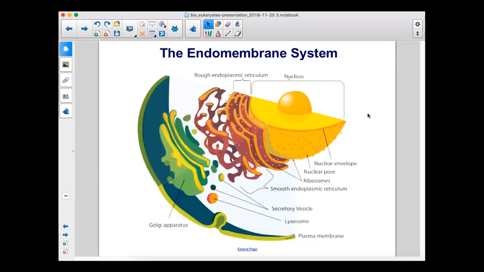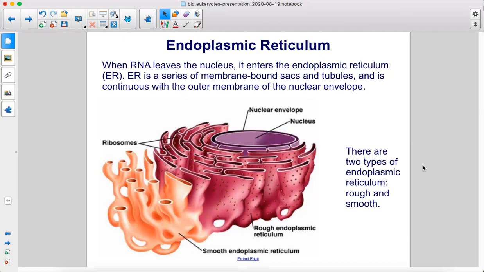Here is a diagram of the endomembrane system. When RNA leaves the nucleus, it enters the endoplasmic reticulum, or ER. ER is a series of membrane-bound sacs and tubules and is continuous with the outer membrane of the nuclear envelope. There are two types of endoplasmic reticulum, rough and smooth.